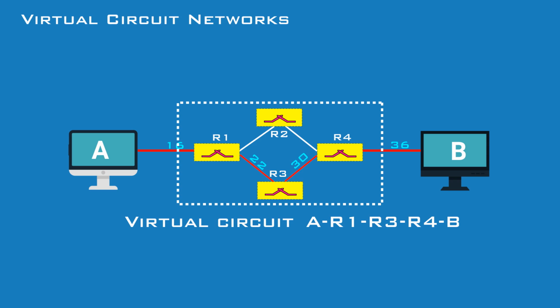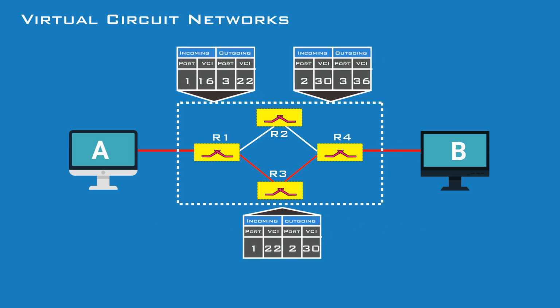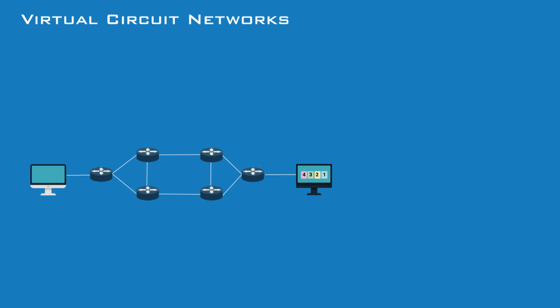In this case, when a frame leaves host A, the value in the VC number field in the frame header is 16. When it leaves R1, it is 22, and when it leaves R3, the value is 30, and finally when it leaves R4, the value is 36. The forwarding table in the router contains the next link VC numbers along the path. Virtual circuit networks are more efficient than datagram networks, as they reserve a path for the entire duration. The delay is also minimum compared to datagram networks.